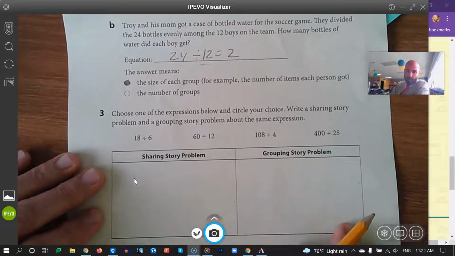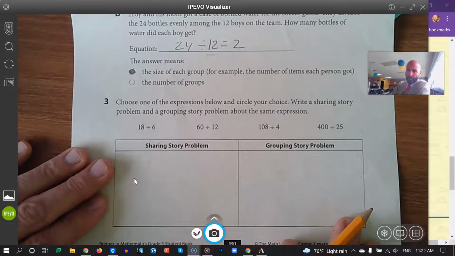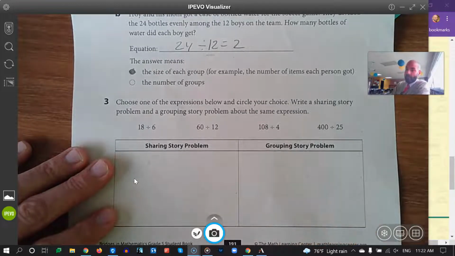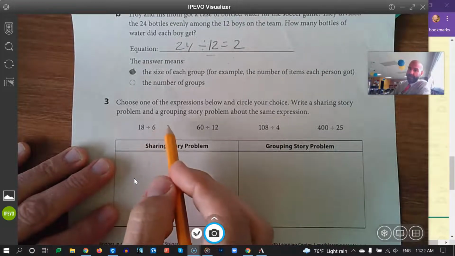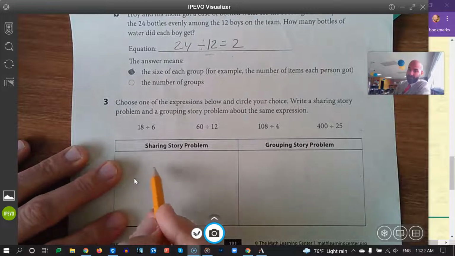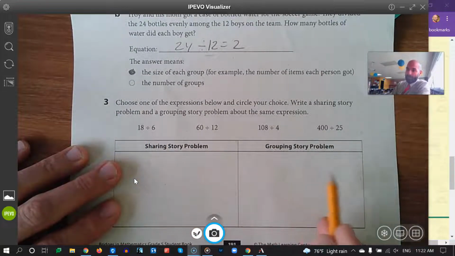Choose one of the expressions below and circle your choice. Write a sharing story problem and a grouping story problem about the same expression. So again, you're going to have to think about this. You choose one, and then you go, okay, if it's 18 divided by 6 and it's a sharing story problem, this is what it's going to look like. And 18 divided by 6 as a grouping story problem, this is what it looks like.